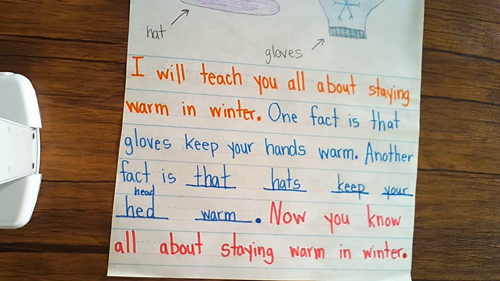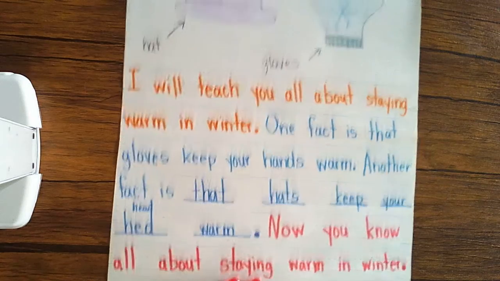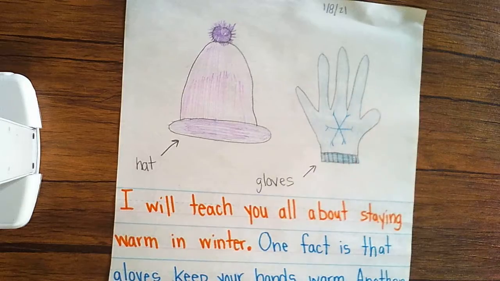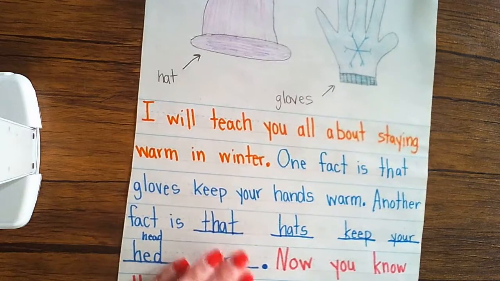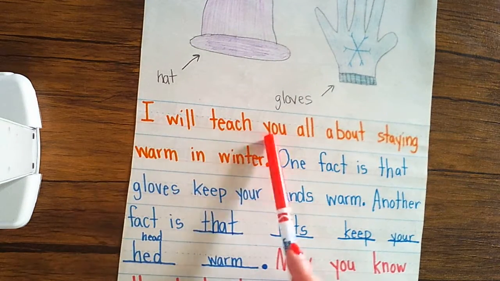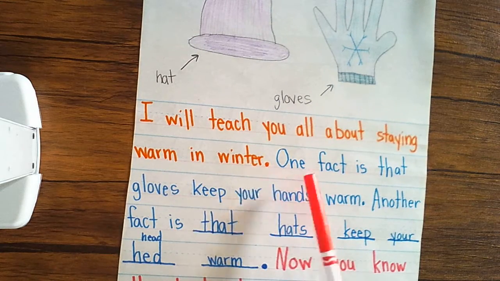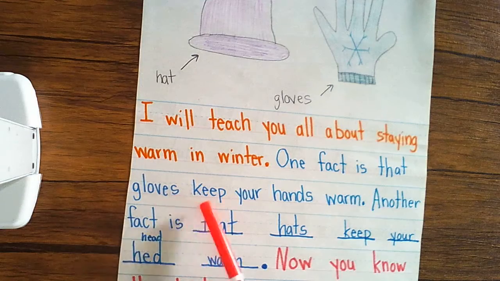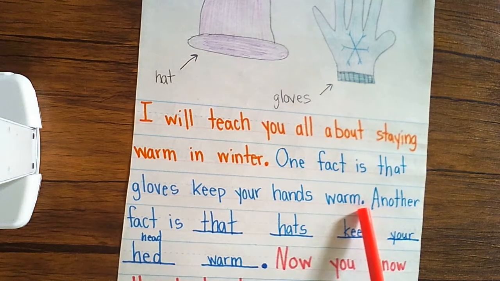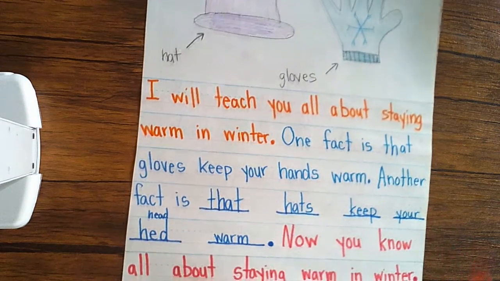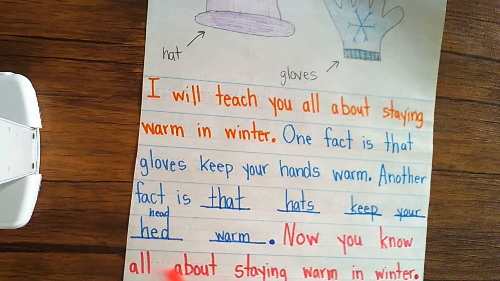Now you just go back and reread to make sure your paragraph sounds right and makes sense. I've got my teaching picture, which shows my hat and gloves, which can help keep me warm in winter. Let's read. I will teach you all about staying warm in winter, period. One fact is that gloves keep your hands warm, period. Another fact is that hats keep your head warm, period. Now you know all about staying warm in winter.